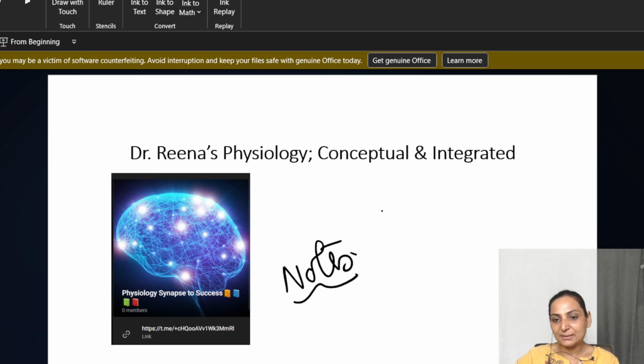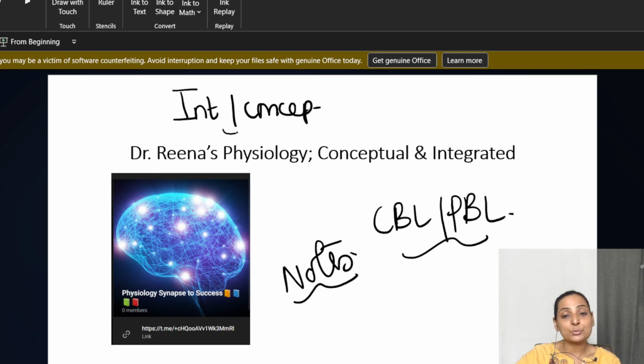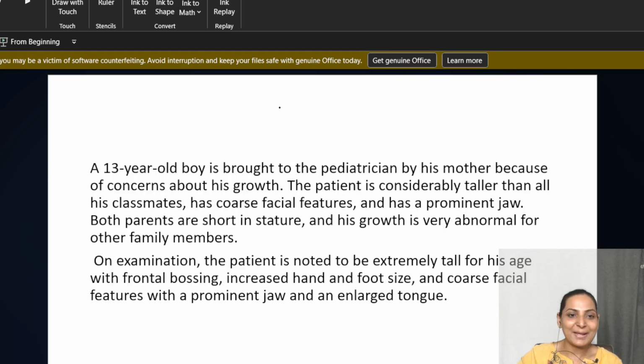Now this case-based learning, or problem-based learning, is very essential for the first prof. Not only to clear your examination because it comes as a question, but the next exam, the exit exam which you will be giving, will have integrated and conceptual questions. So you will have to correlate your basics with your clinicals, taking physiology from classroom to clinics. That is the purpose of case-based and problem-based learning, which is not taken anywhere on any platform, and that is just introduced by me for all my loving learners.